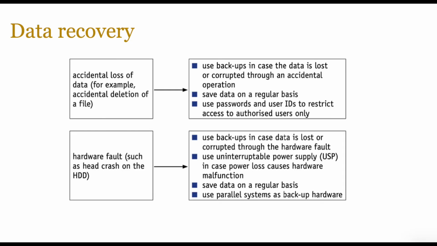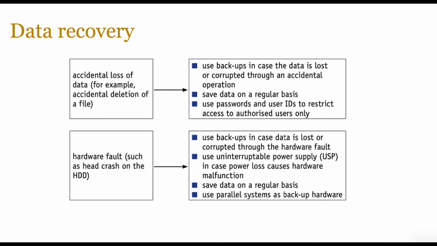Now, the final part of this particular section is data recovery, and data can be lost accidentally or it can be deliberately lost due to attacks. So let's look at accidental loss of data first. If you accidentally lose data, for example, a file is deleted, backups can be used to restore it. So that's one key way of recovering data. You need to ensure that you're saving data on a regular basis for the backups to work.